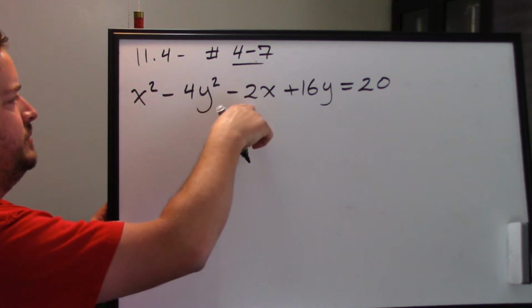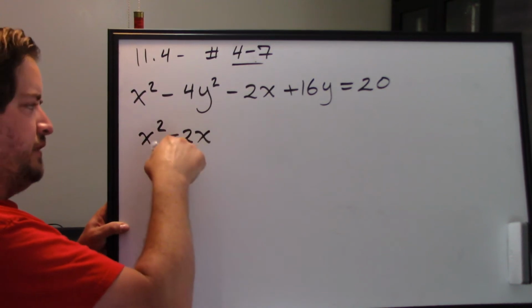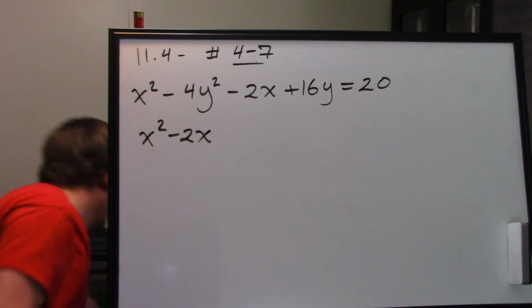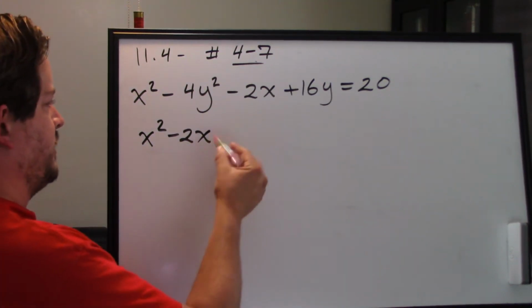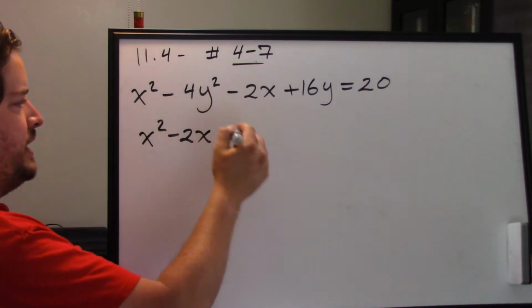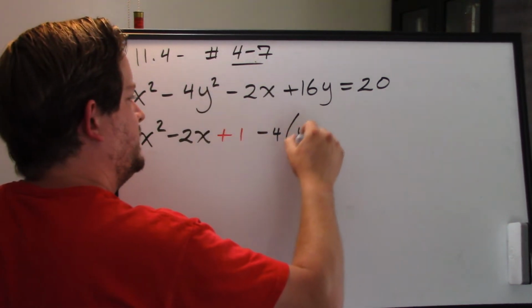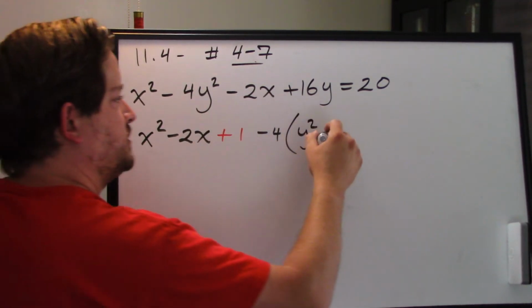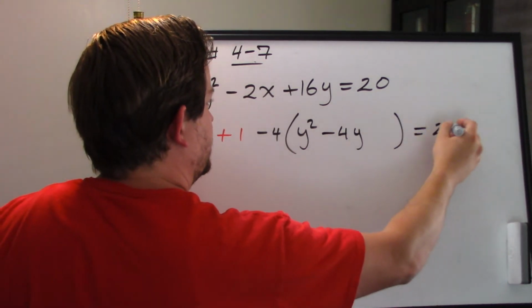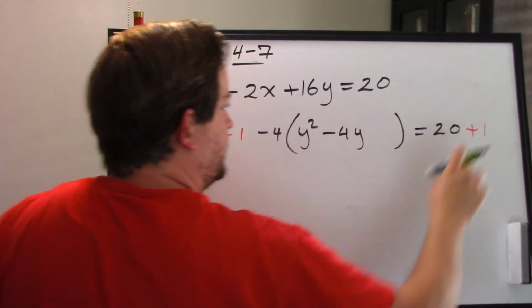So x squared minus 2x. If I half that, that's negative 1, and I square it, that's 1. And so I'm just going to add my 1 right now. For my y's, I'm going to take out a negative 4. That leaves me with a y squared, and taking out a negative 4 goes to negative 4y. And since I've added 1 already to the left, I'm going to add 1 to the right, so I have that plus 1.